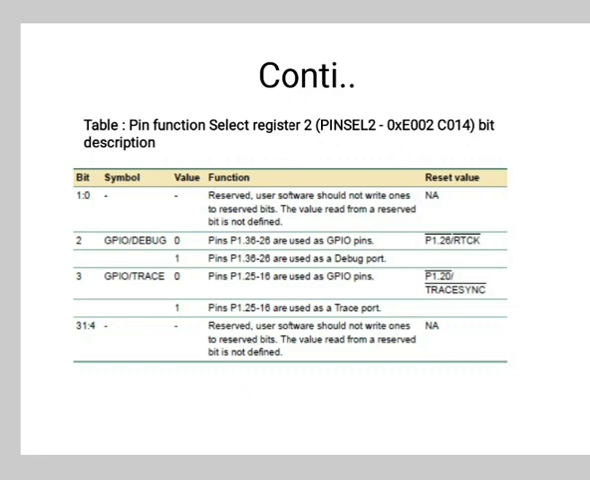The reset value for bit 3 of the register will be the inverse of the external state of P1.20 trace synchronization. The reset value for bit 3 will be set to 1 if P1.20 trace synchronization is externally pulled low, and set to 0 if there is no pull down.